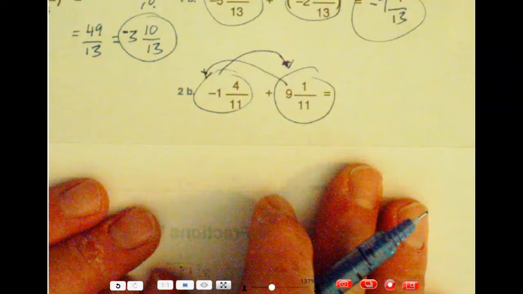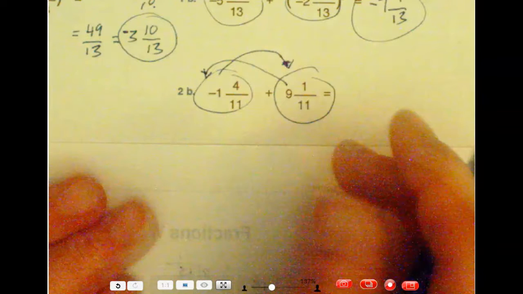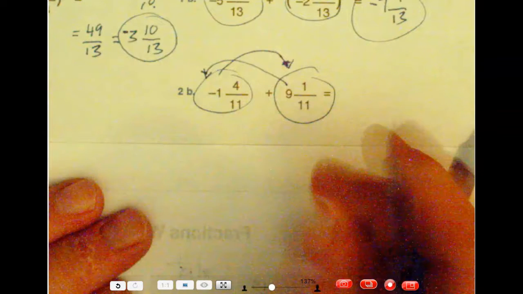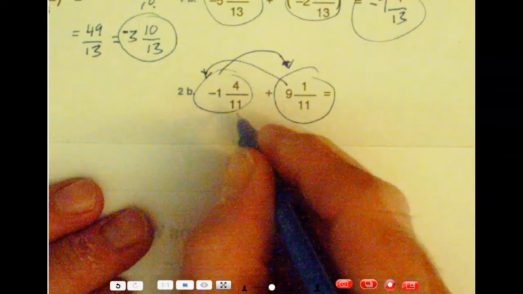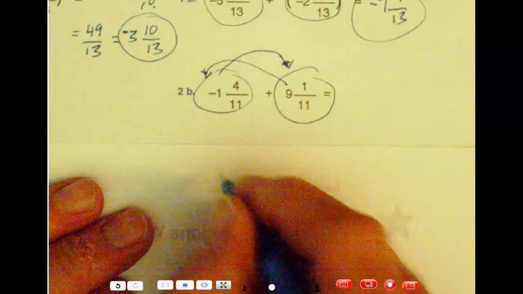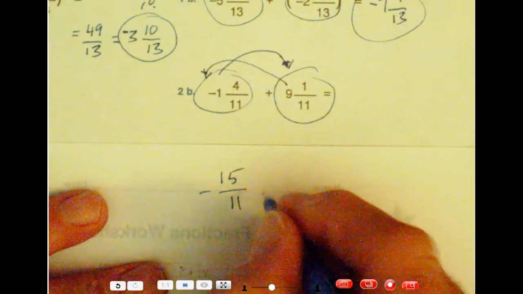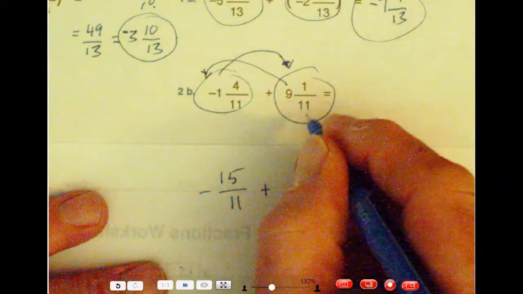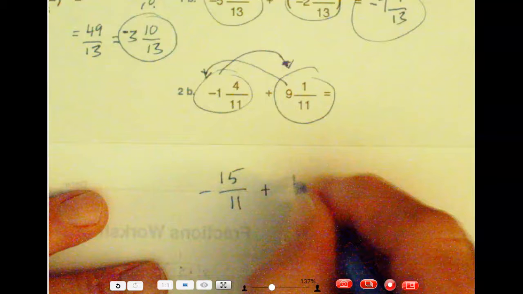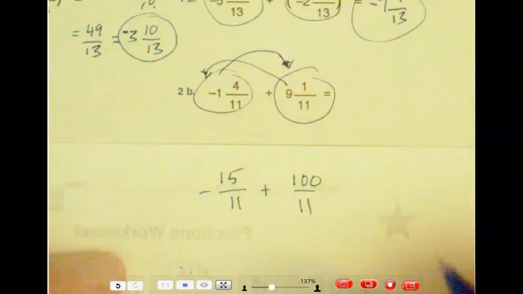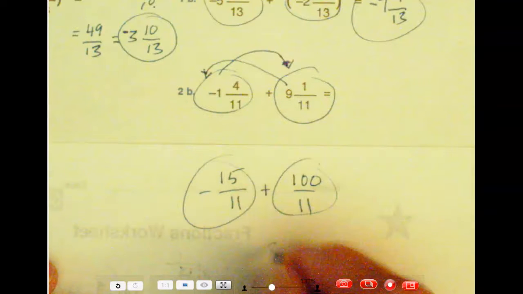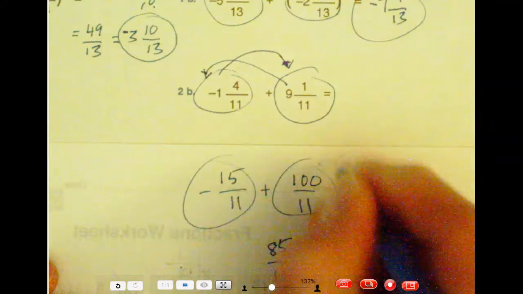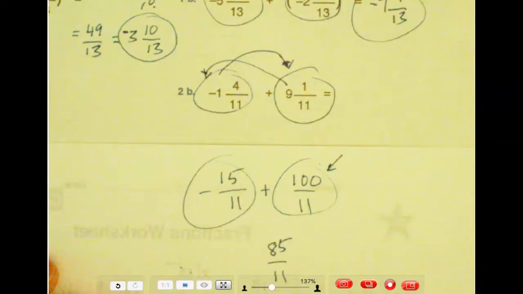I'm going to do this both ways again on this one for you here, just so you understand. First of all, improper fractions always work. So that's what I'm going to do first. Negative 1, so 1 times 11 is 11, plus 4 would make this 15/11, and that's a negative 15/11. We're adding 9 times 11 is 99, plus 1 is 100/11. Now, doesn't that look simple? Positive, negative, the difference is 85/11, and it's positive because this one here has the greater absolute value.